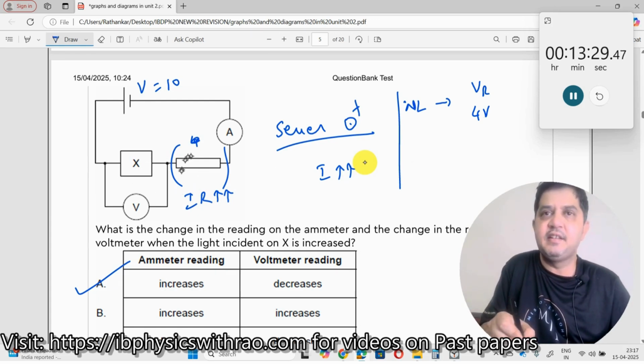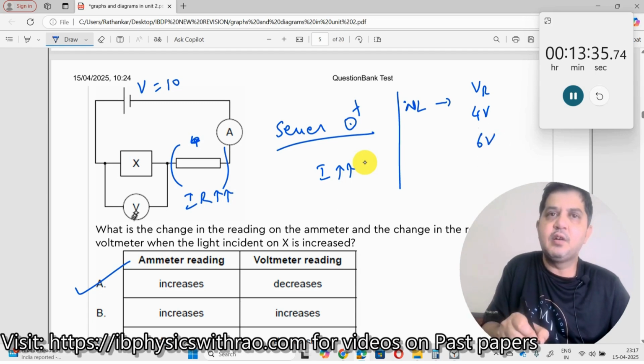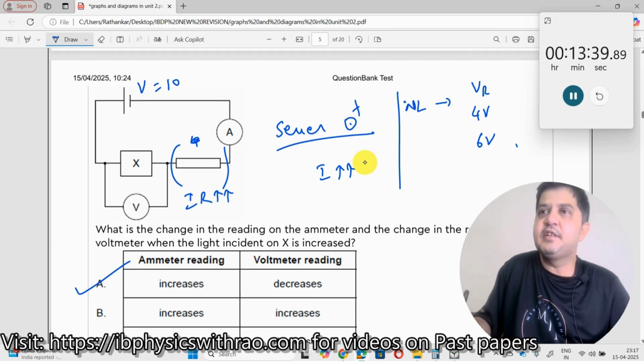Current is increasing. Is the resistance increasing here? No, resistance is not increasing for this one. So this should become 6 volt over here. If this becomes 6 volt, what does the voltmeter record? This should be 10 minus 6, which is equal to 4 volt.